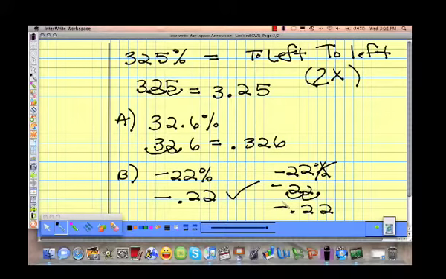This is a very simple and basic skill. All we got to remember is drop the percent, move that decimal 2 times to the left. Remember, if you have a negative sign right here, make sure you keep that negative sign in your answer. You do not want to drop that negative sign, otherwise you will have the wrong answer.